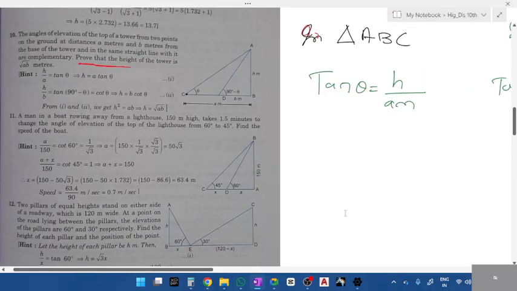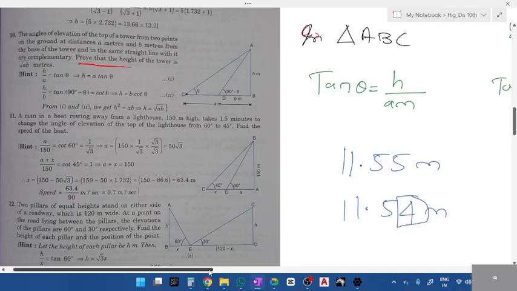I already told Mariana, what were you doing? In the textbook, the answer is 11.55 meters. We got it as 11.4 meters. So they won't reduce marks. Only one value is differed.